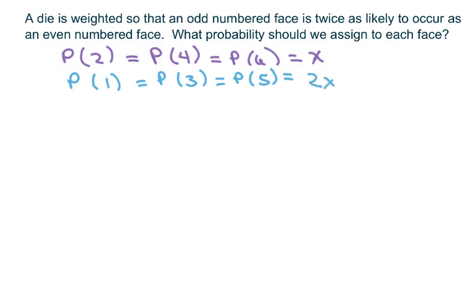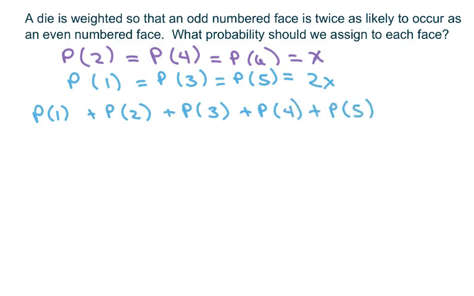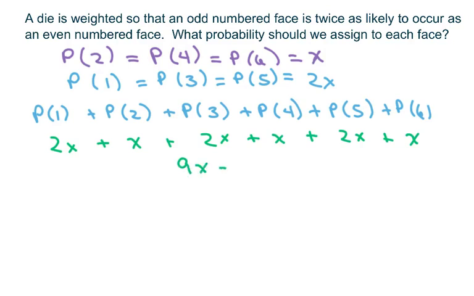So we're going to add them all together, which is the probability of a 1 plus the probability of a 2 plus the probability of a 3 plus the probability of a 4 plus the probability of a 5 plus the probability of a 6. The probability of a 1 is 2x, then the probability of a 2 is x, and so we alternate here. And this all equals 9x. We know this equals 1, so x equals 1/9.